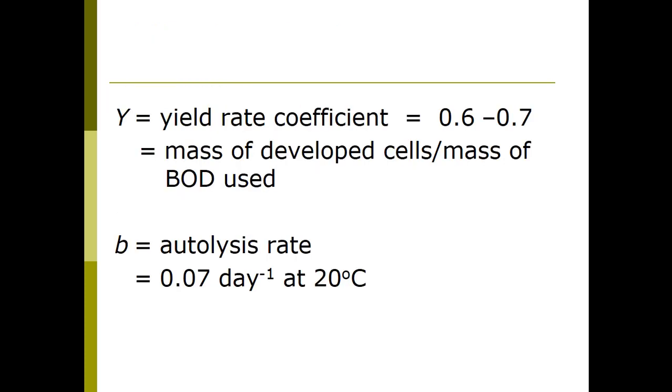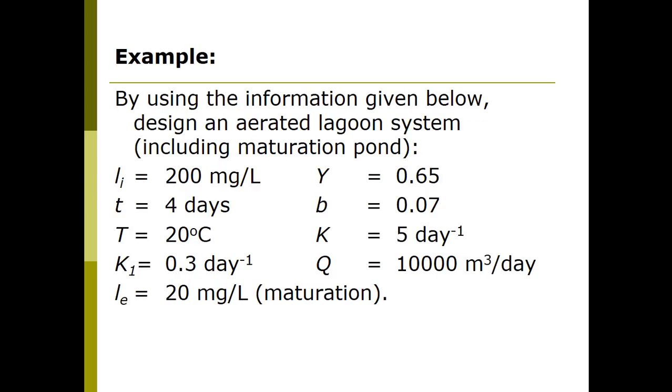These are the parameters. Y is the yield rate coefficient, equal to 0.6 to 0.7. B is called the autolysis rate, and normally those parameters are obtained from laboratory tests. Now let's see a simple example.